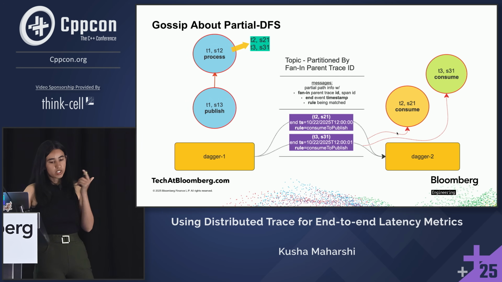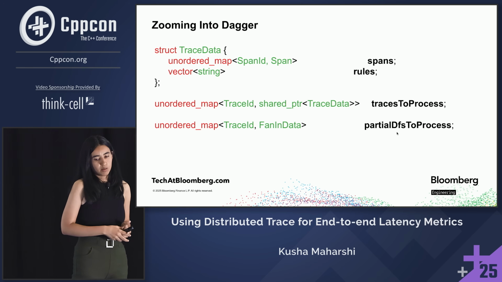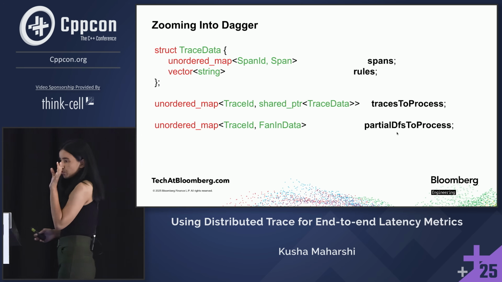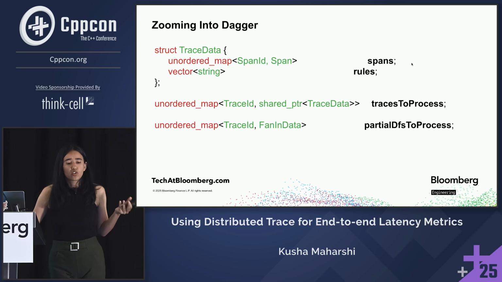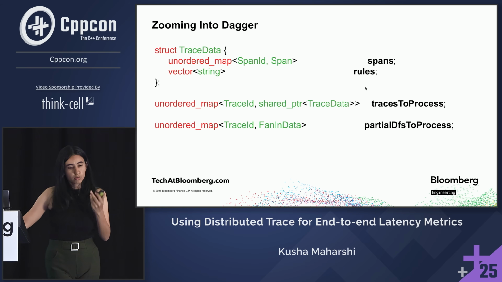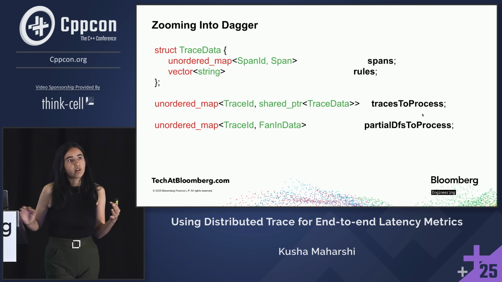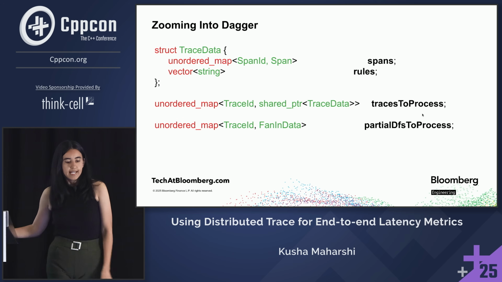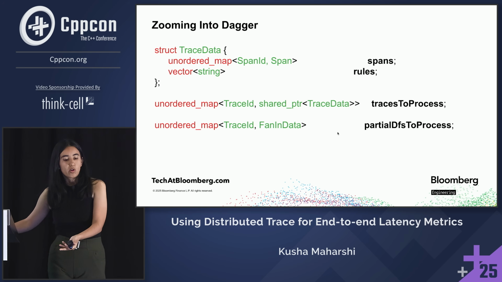Okay, so now I want to take a second to zoom into the C++ level data structures in Dagger. Obviously, these are not all the data structures, a super small view of it, but a super key struct that we use is the one that holds all the spans that are coming in and a vector of the rules that potentially match those. And then another super key data structure is all the traces that we have to process to do the DFS. And that is just holding a trace ID and a pointer to all the trace data in it, which is all the spans and the rules.